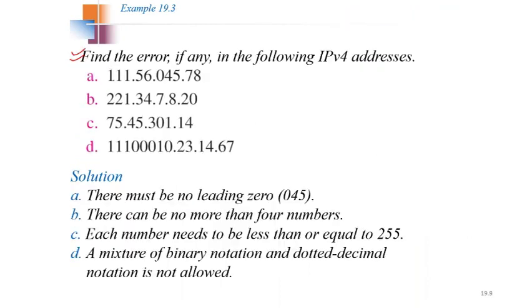So here we need to identify if there is any error. This is correct. This is correct. Here it is written 045, but whenever we are representing addresses, we can't use 045, because there must be no leading 0. So it has an error. The next one is 221.34.7.8.20. Here 1, 2, 3, 4, 5 bytes are used, but IPv4 has only 4 bytes.